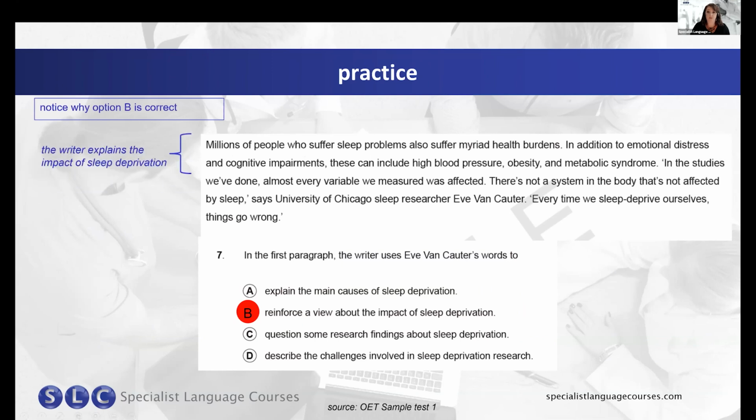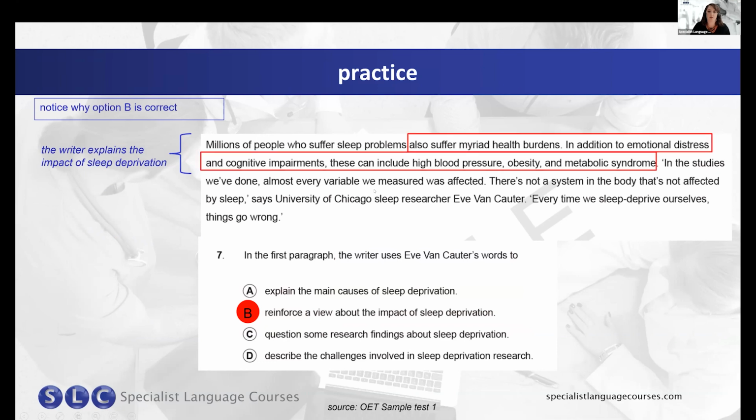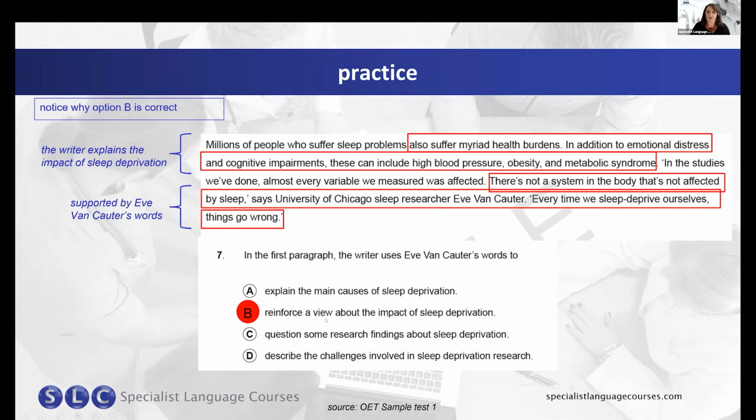So the writer explains the impact of sleep deprivation. People who suffer sleep deprivation may suffer from a wide variety of other health burdens, for example, emotional distress, cognitive impairment, etc. Then we look for Eve Van Corter's words, and Eve Van Corter reinforces this view. So it supports this view. She agrees there is no system that's not affected. So every system in your body is affected by sleep deprivation.